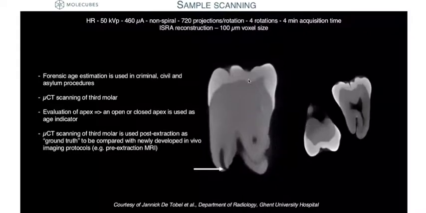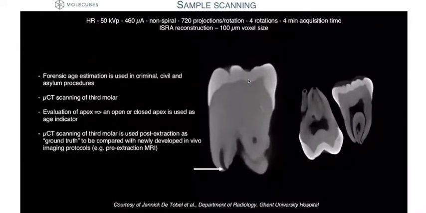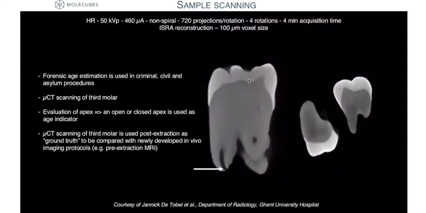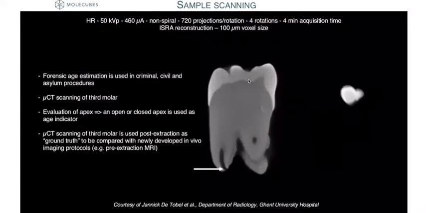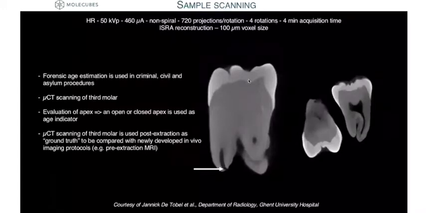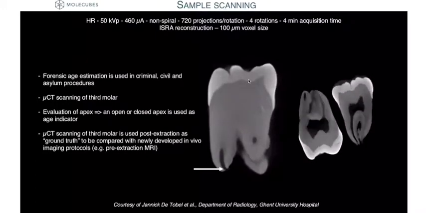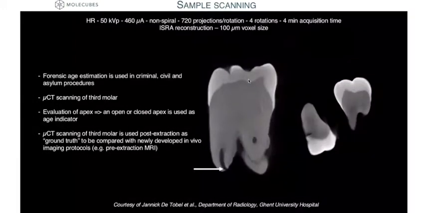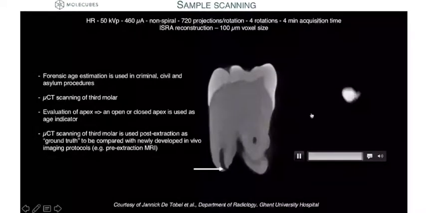And so in this study, they really try to compare MRI with radiography, which is in fact more or less the gold standard, but they also extracted the third molar, and then they asked us to do a kind of sample scanning of this third molar, which was then used as a kind of gold standard.